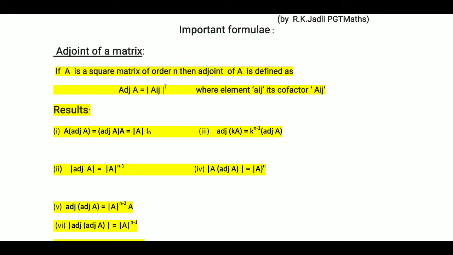Second, determinant of adjoint A is equal to determinant A power n minus 1. Third, adjoint of K A. K means some constant is multiplied with the matrix and then you are taking the adjoint. It is equal to K power n minus 1 into adjoint A.